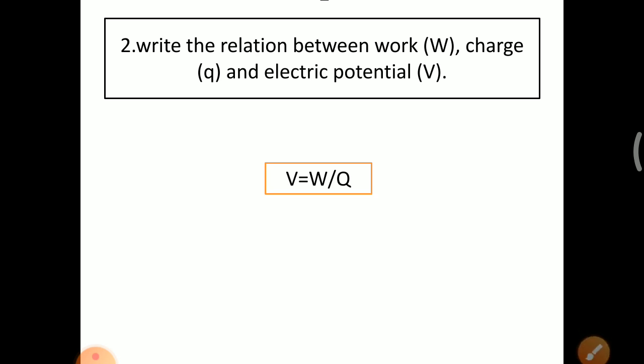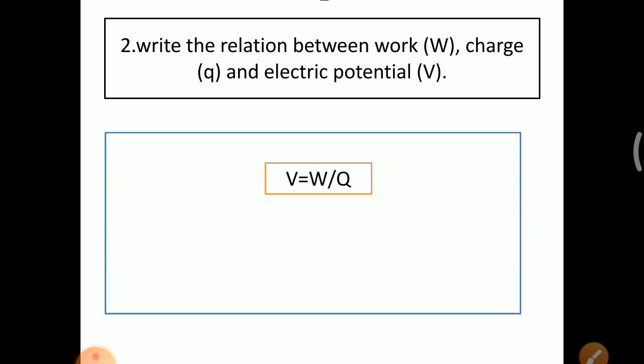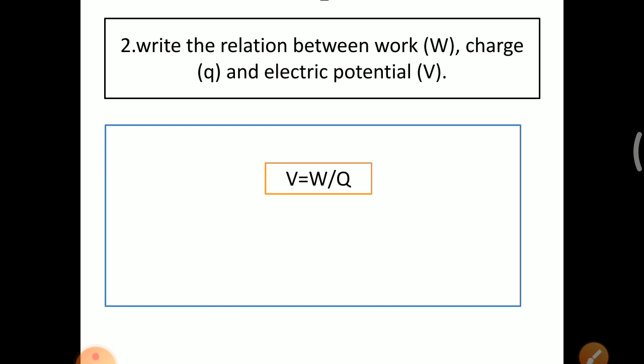The second question, write the relation between work W, charge Q and electric potential V. The answer is V equal to W by Q. This is the relationship between work W, charge Q and electric potential V.